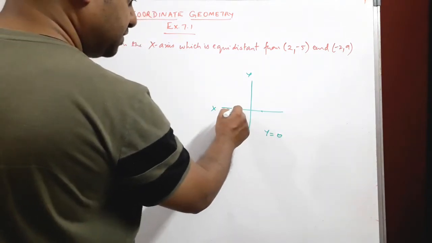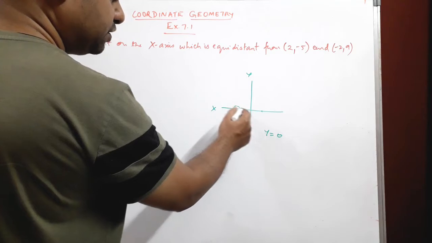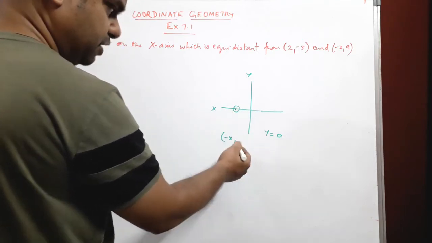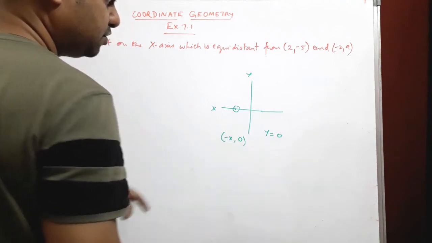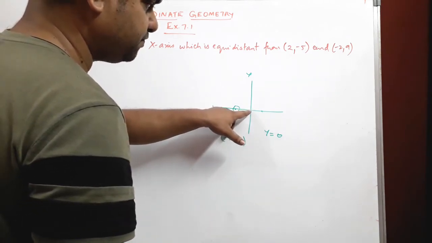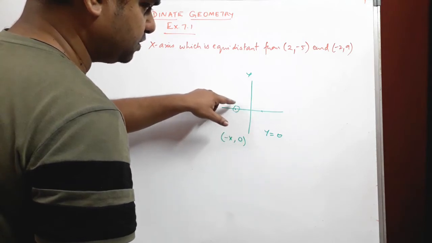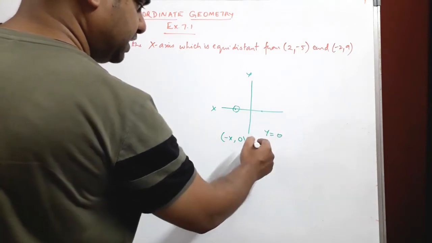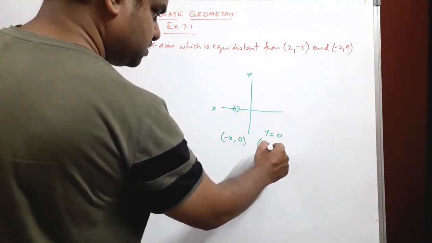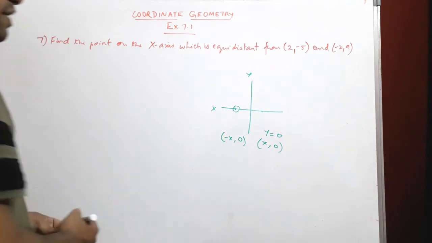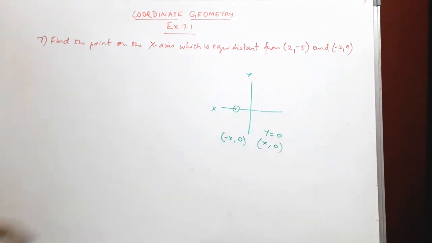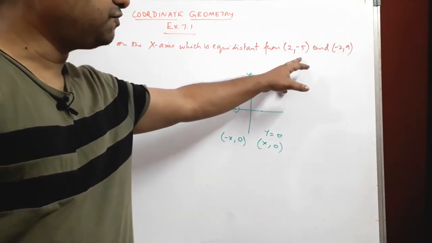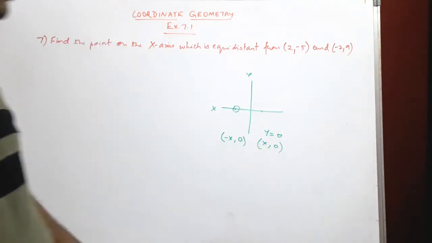So the point on this particular line, if it is on this side, then it will be something like minus x comma 0, because y is 0 over here. It's only when it goes up then we get a value of y. Similarly, if it is on the right hand side, it will be positive x comma 0. So some value of x, and we are asked to find the point on the x-axis which is equidistant from 2 comma minus 5 and minus 2 comma 9.